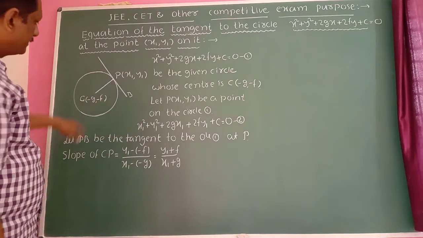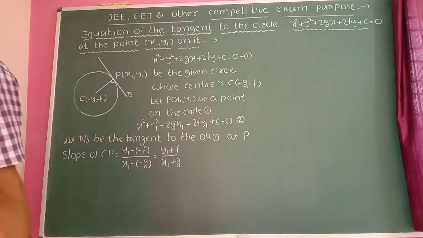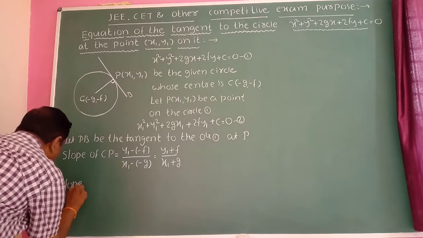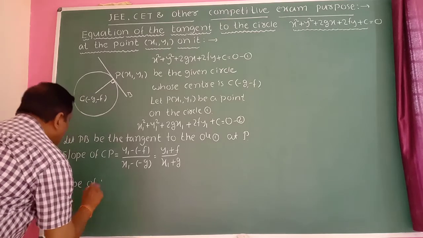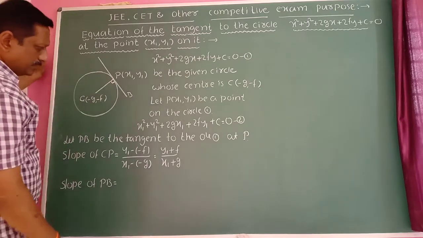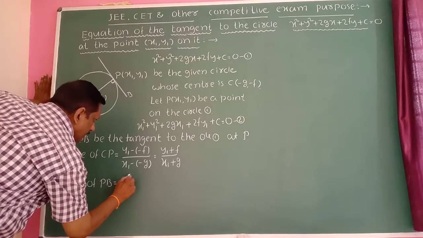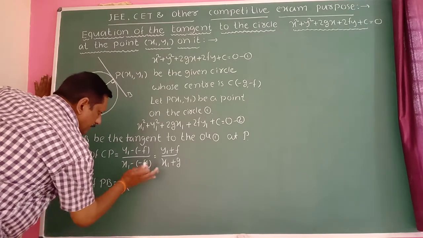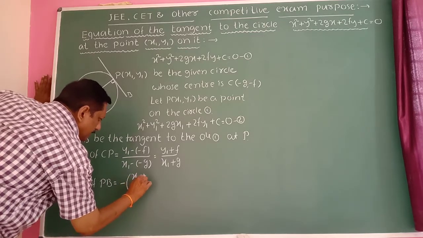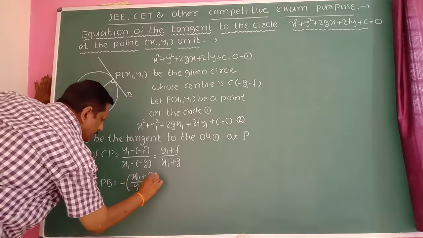Then PB is perpendicular to the radius here. PB is a tangent, and both are perpendicular to each other. Therefore, the slope of PB is equal to, since they are perpendicular, take its reciprocal and multiply by minus. So minus, take its reciprocal here, so x1 plus g divided by y1 plus f.